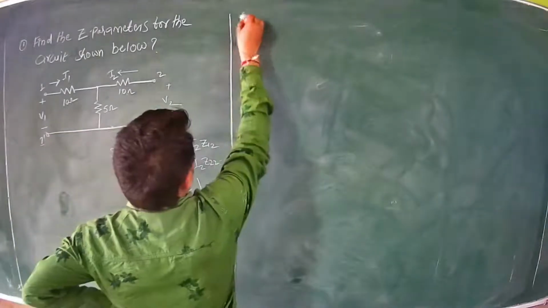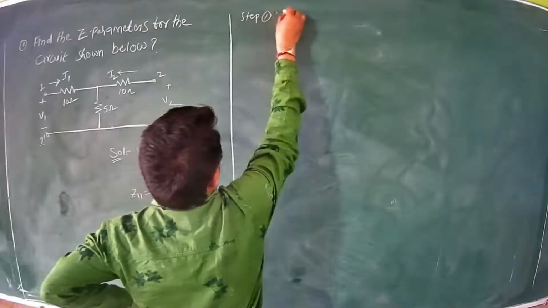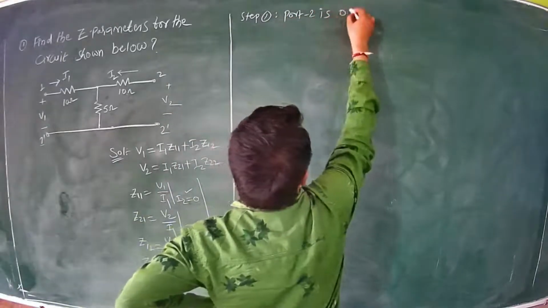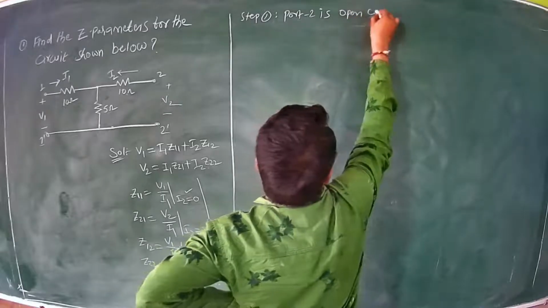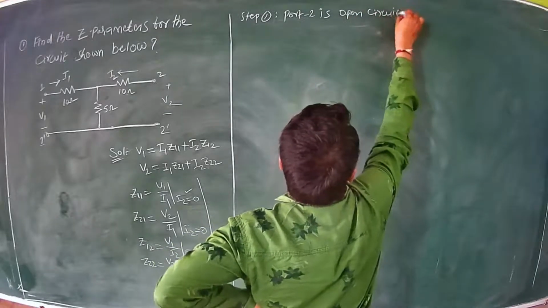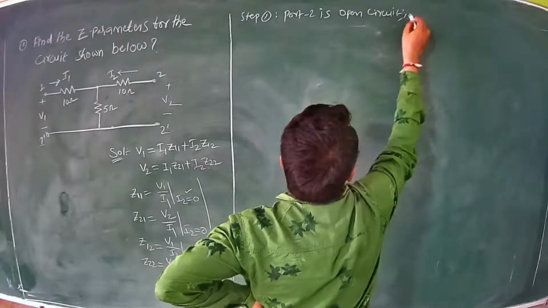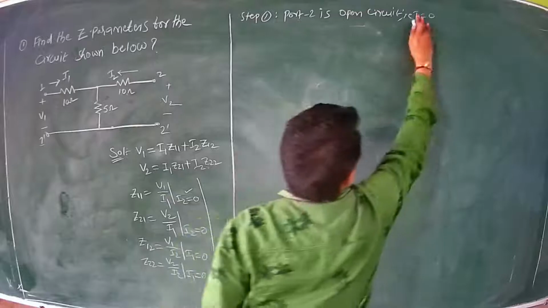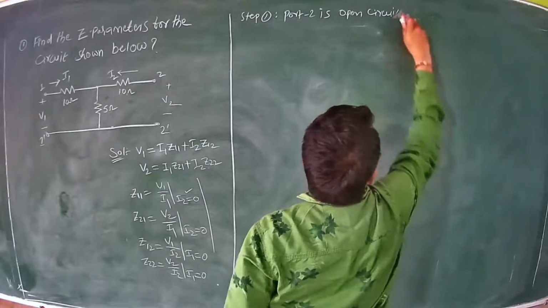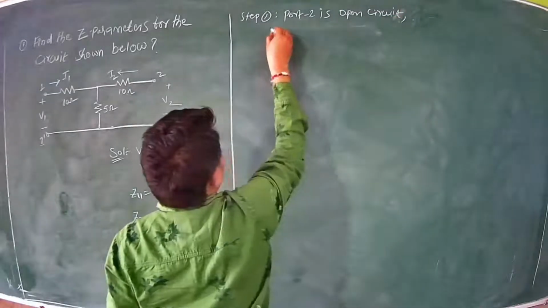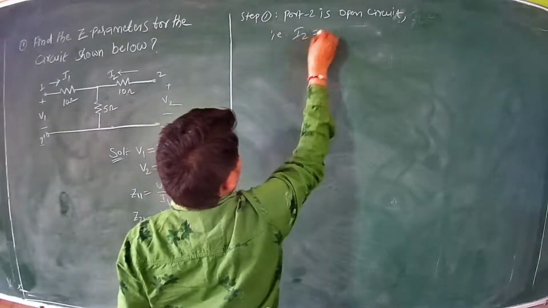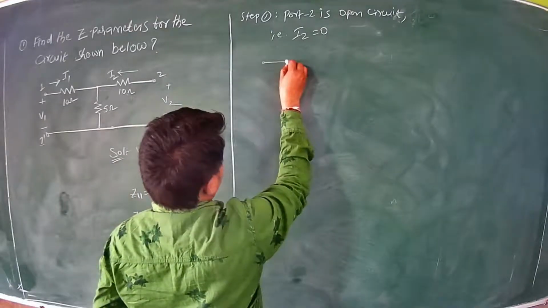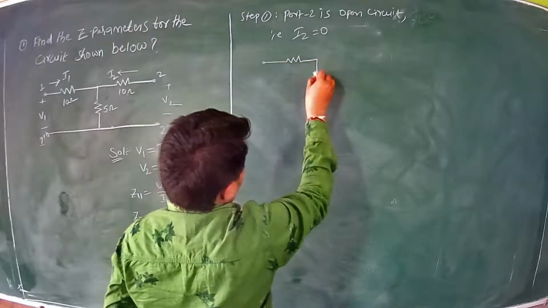See here, step 1: port 2 is open circuit, that is I2 equal to 0. Now we draw the network. So this is the network left.